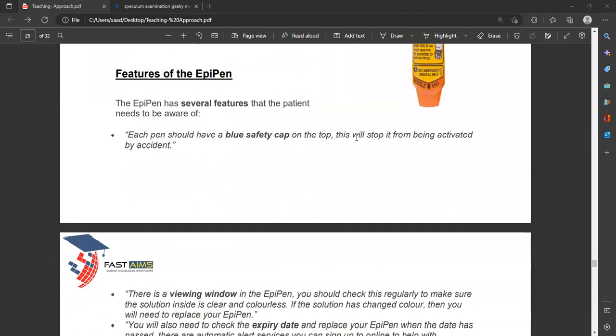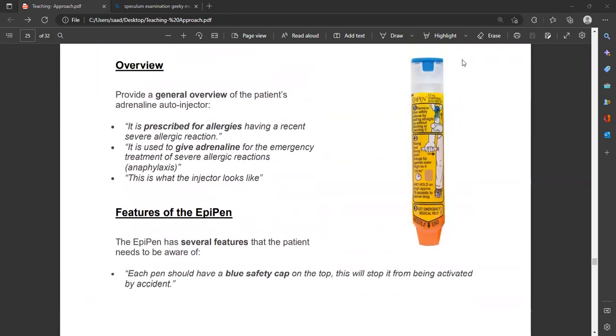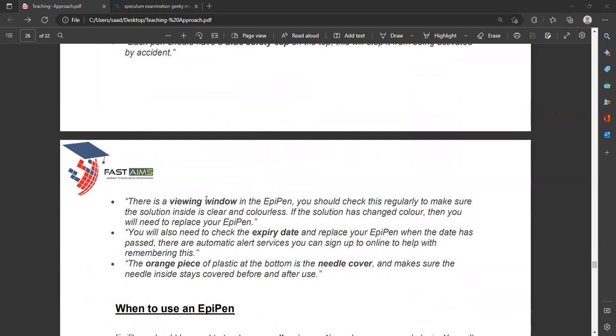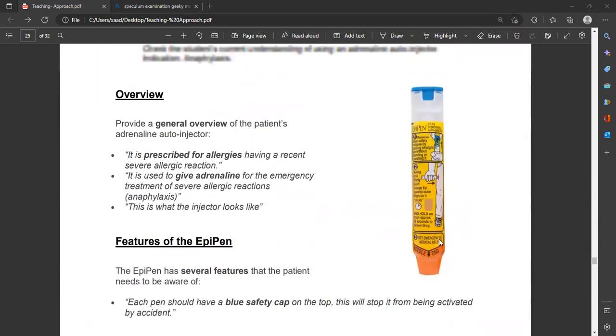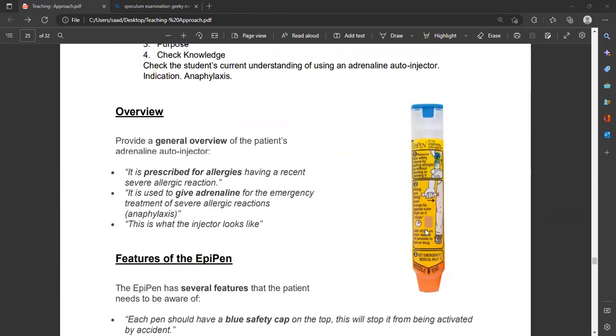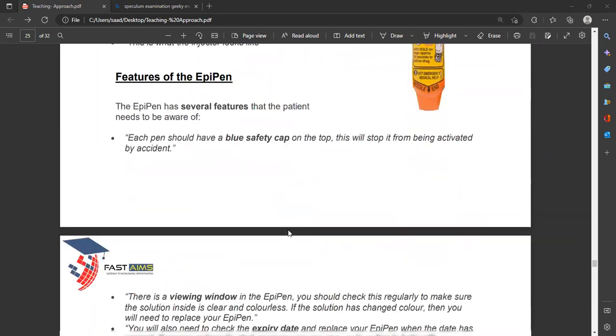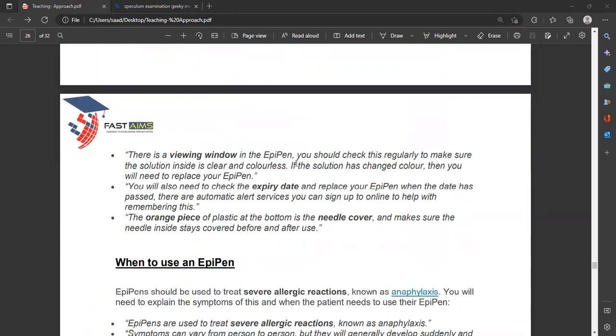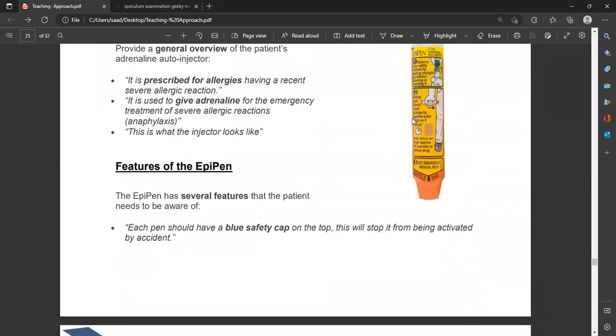Below is the safety cap, that's there. You can see it. And there is the viewing window, this brownish in color. The fluid should be clear and colorless. If it's not, then there is a need to change it.